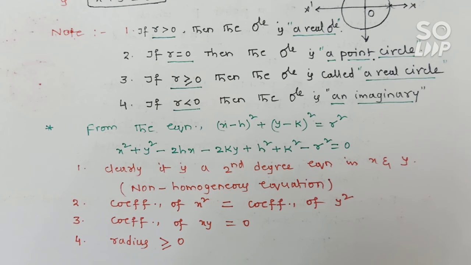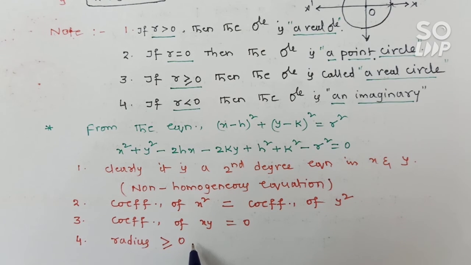So what is the first point? That the second degree equation must be non-homogeneous. The second point is the coefficient of x square is equal to the coefficient of y square. The third point is the coefficient of xy is equal to 0. And the fourth one is radius must be greater than or equal to 0. Okay, so these are the required conditions.